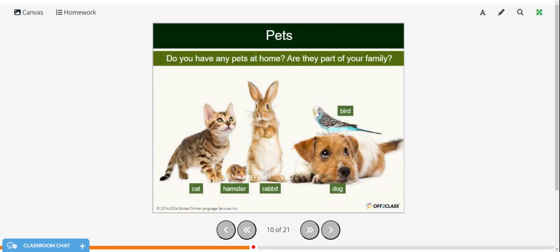Next, we're going to talk about pets. Do you have any pets at home, and are they a part of your family? So here are some animals that people commonly keep as pets. We have a cat, hamster, rabbit, bird, and dog.